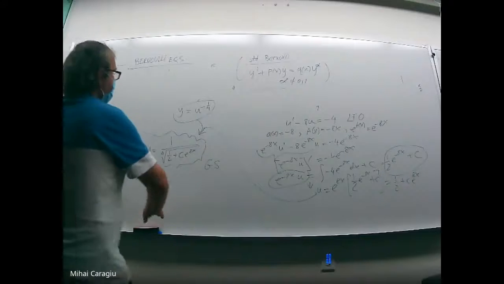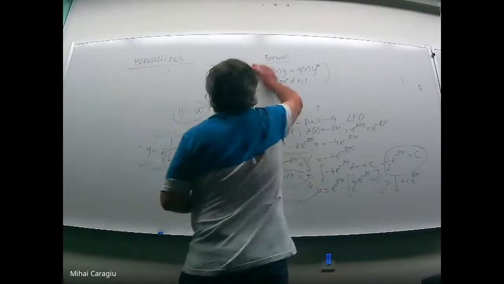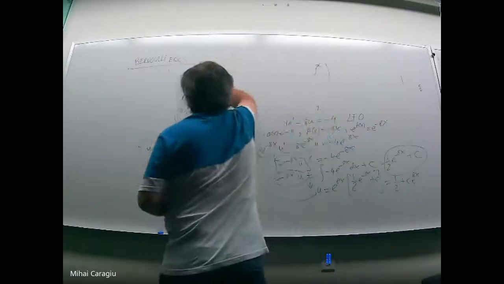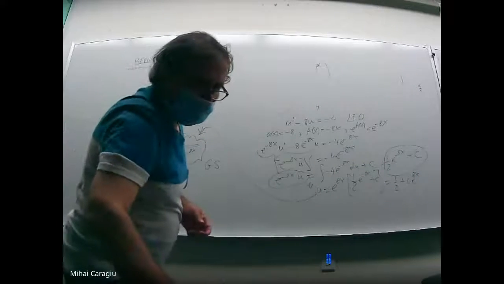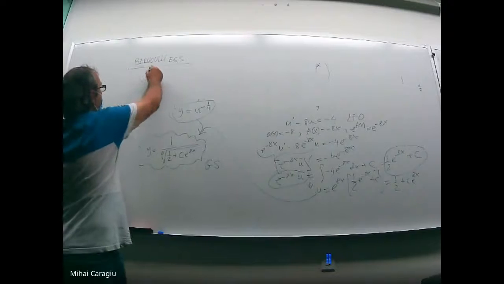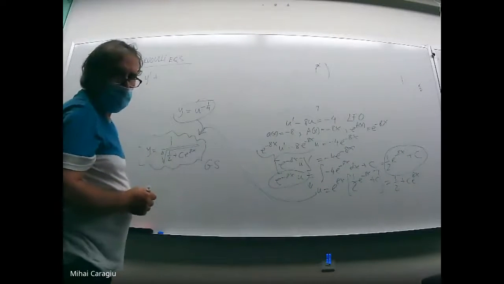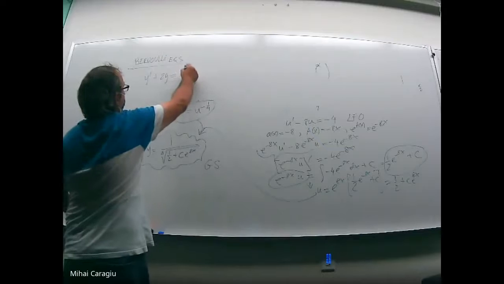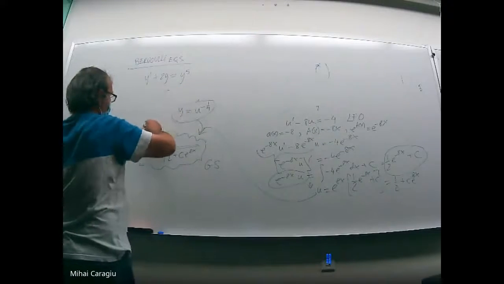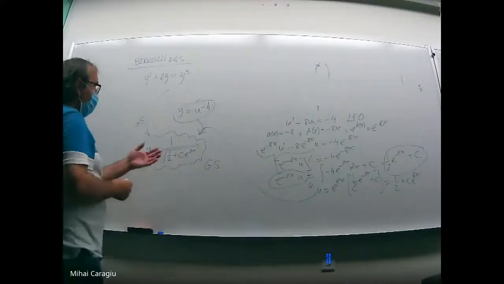So let me write down again the Bernoulli equation so that you know the beginning and the end. The equation was y prime plus 2y equals y to the power 5. The general solution will be what we got.